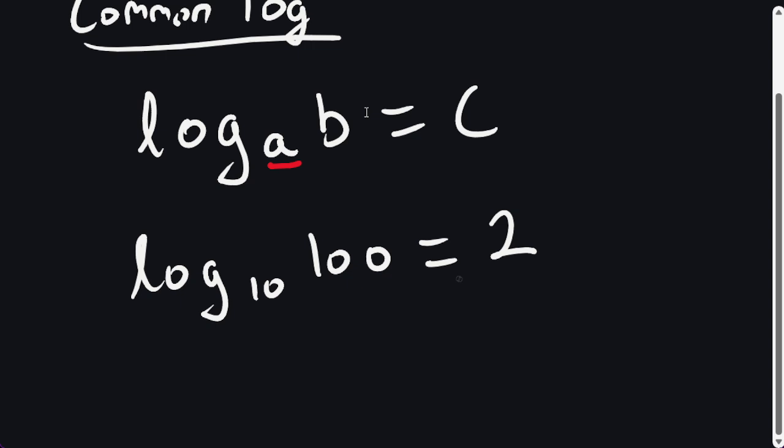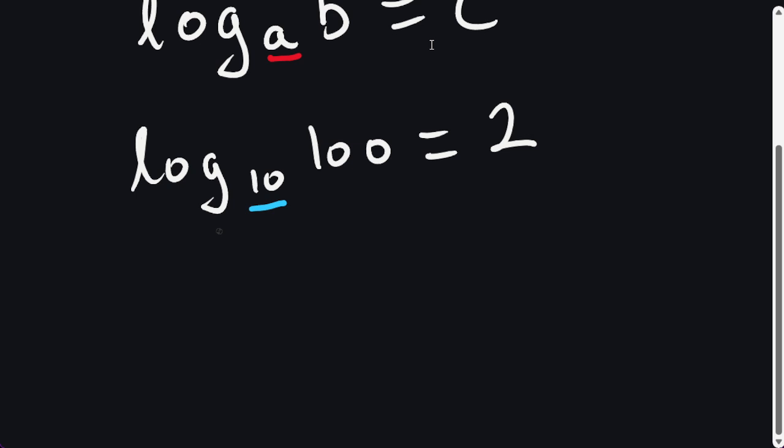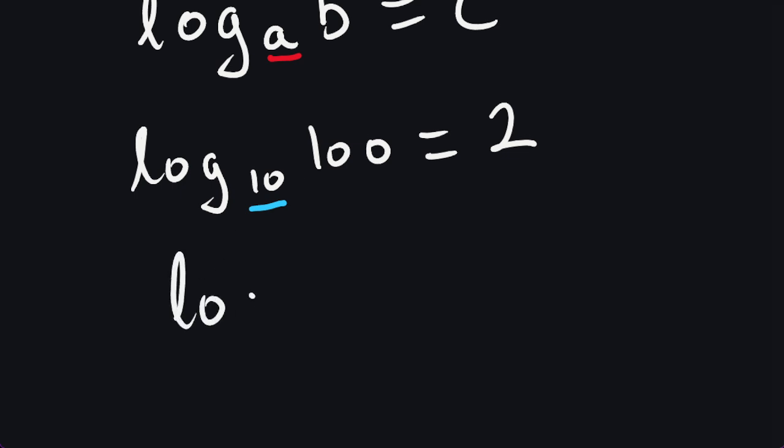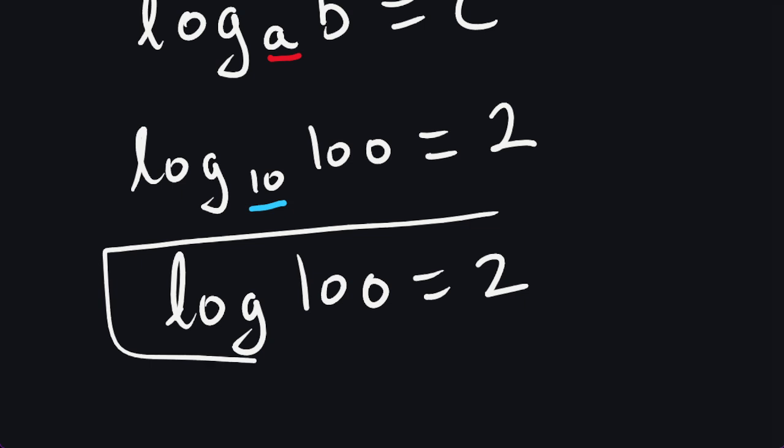Any logarithm where the base is 10 is known as a common logarithm. From its name, it's one of the most common logarithms that we use in base 10. Whenever you have a common logarithm, you don't have to write the 10. You could just write log of 100. When you don't see a number down here, you assume it's 10. So log of 100 equals 2.